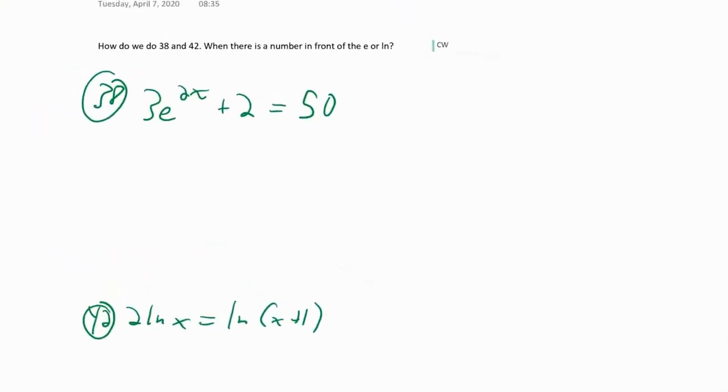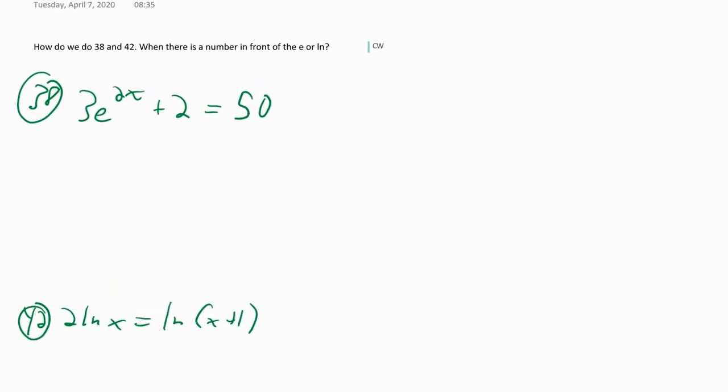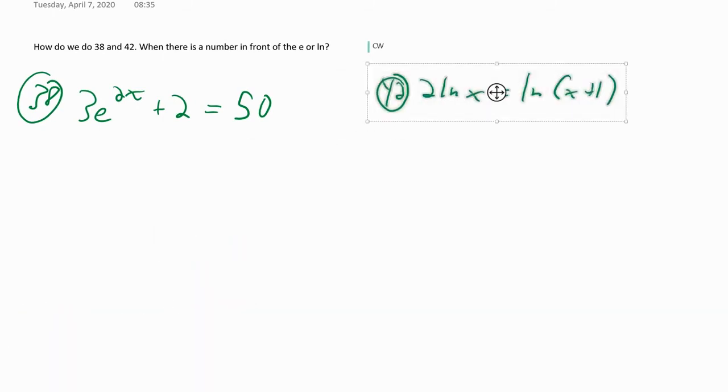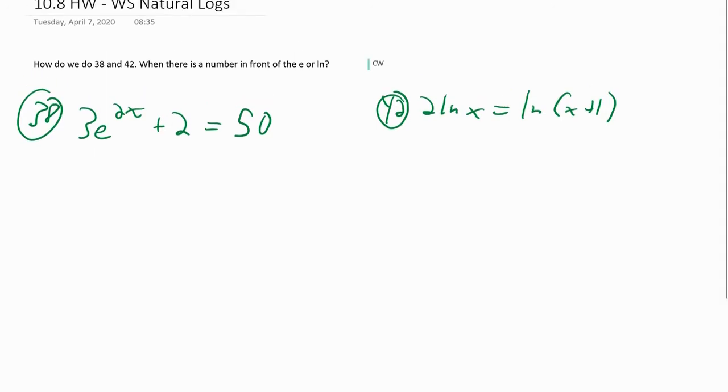Okay, 38 is the question that came from: what do we do with the number in front? Well, the simple thing is you divide by it, but these are very different questions. So this is a good comparison to make. I'm going to put these side by side and work through the different strategies, because you can't think of ln and e as being the same thing. They're not. They're opposites in a way.